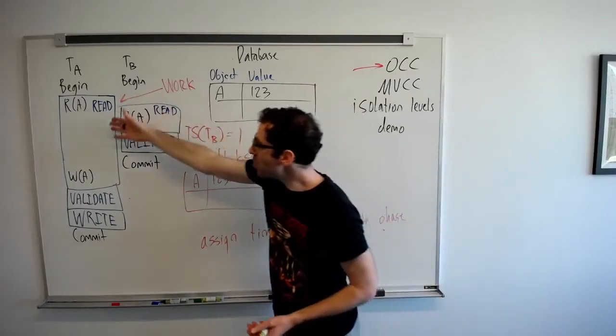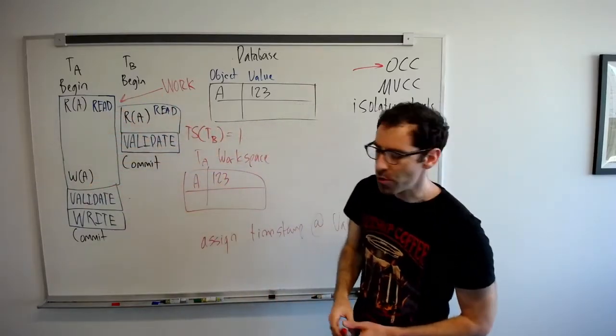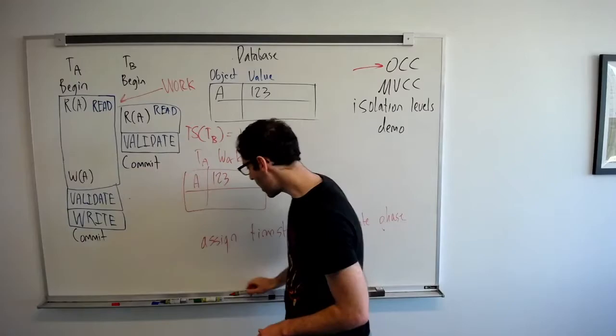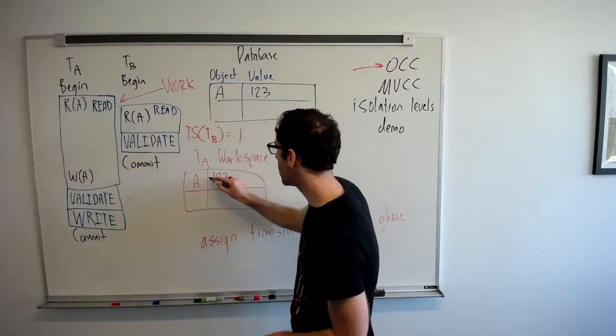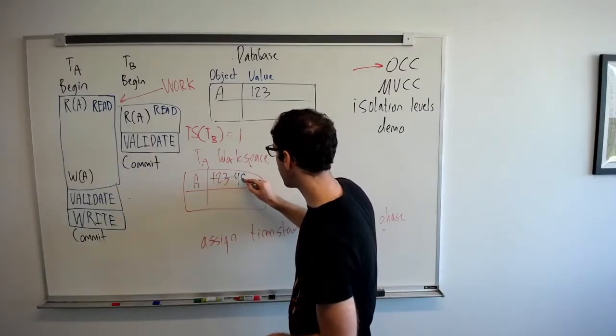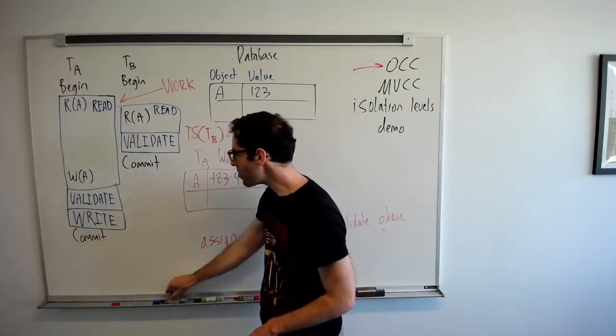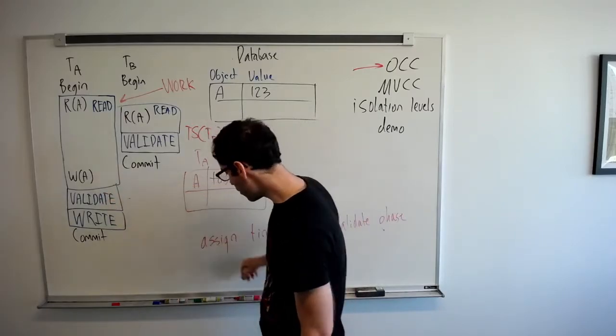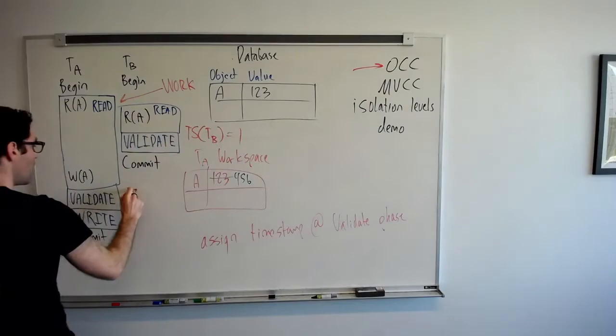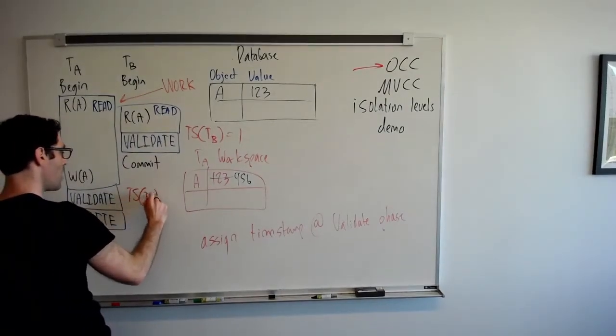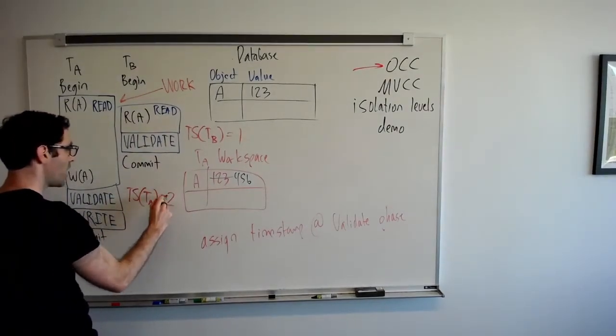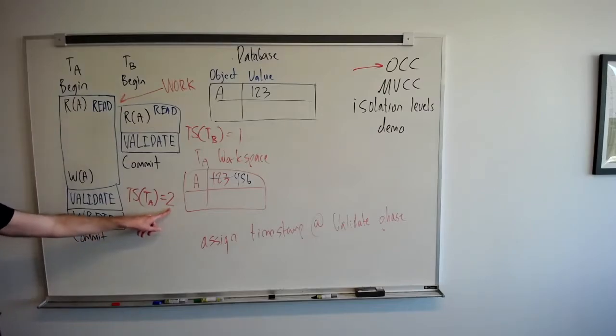Now we continue with transaction A. It goes ahead and writes A. Let's say it updates it to 456. It goes to validation. We assign it a timestamp at that point. Let's say we just assign it 2.